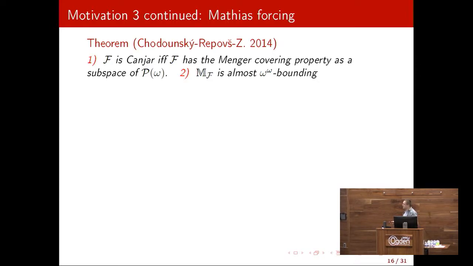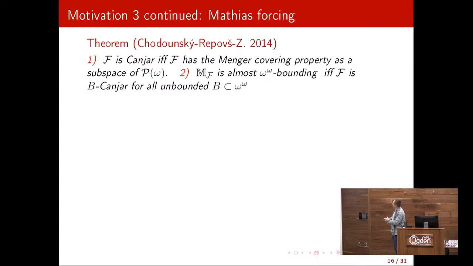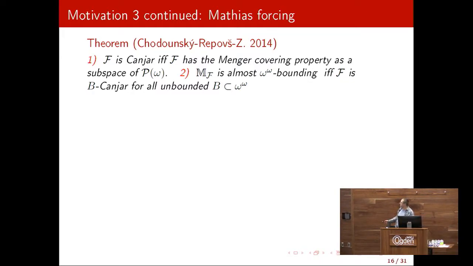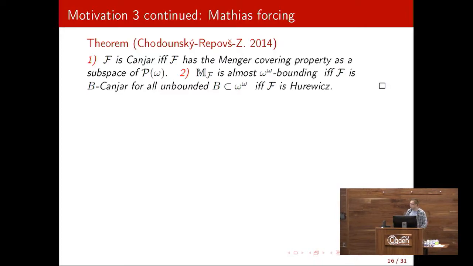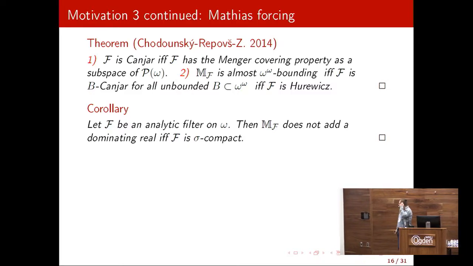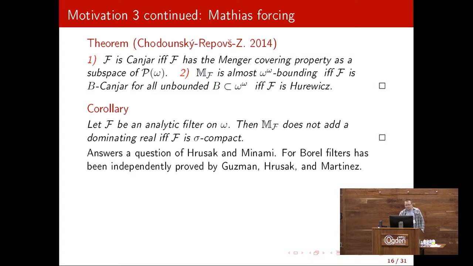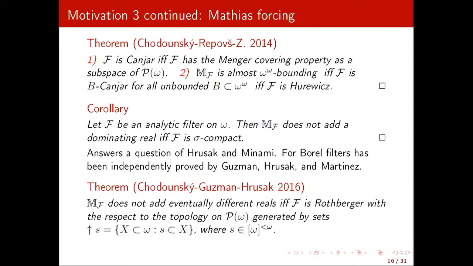That's a notion introduced by Shelah, and I'm not going to define it. The original definition is more technical, but it's easy to see that it's equivalent to keeping all ground model unbounded sets of reals still unbounded in the extension. So F is B-Canjar for all unbounded B if and only if F has the Hurewicz property. And this allows us to prove that all analytic filters must be sigma-compact as long as their Mathias forcing does not add dominating reals, which improves a bit the previous result of Guzmán, Hrušák, and Martínez.